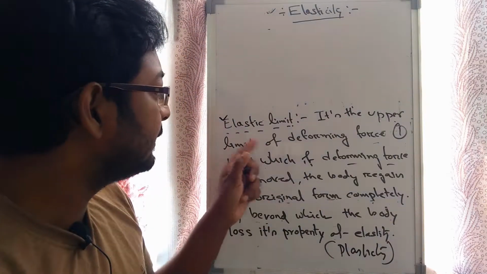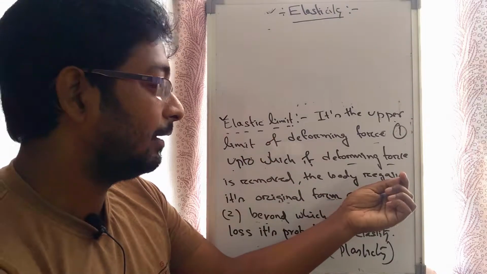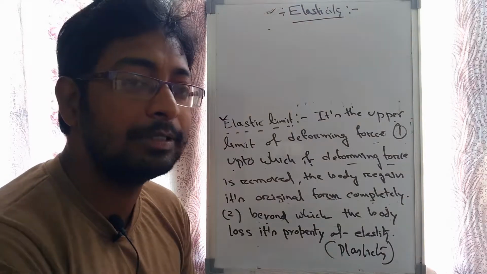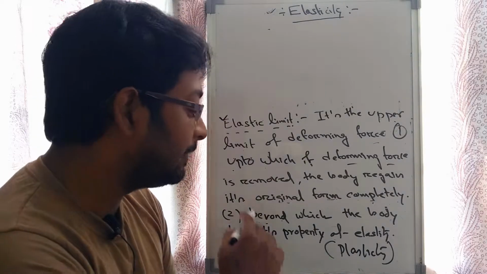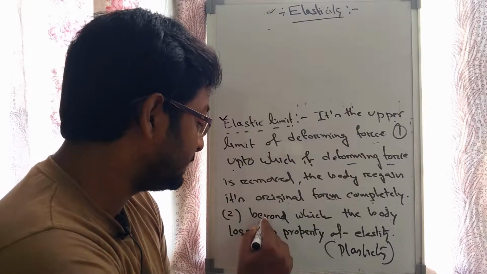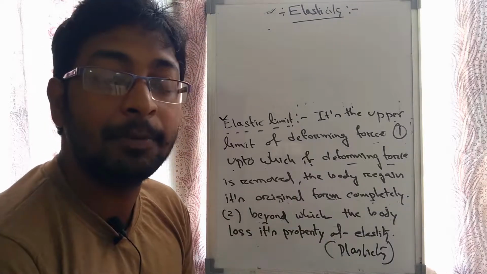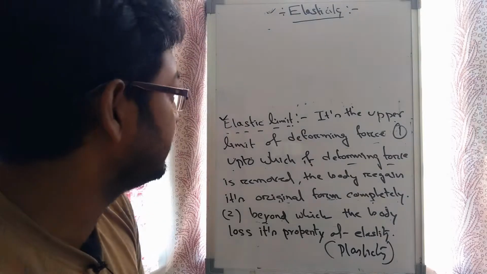So basically, the elastic limit is the limit up to which, after removal of the deforming force, the body again regains its original configuration. We can say this is elasticity. And beyond which, if the body loses its property of elasticity, then we can say this is plastic or plasticity.